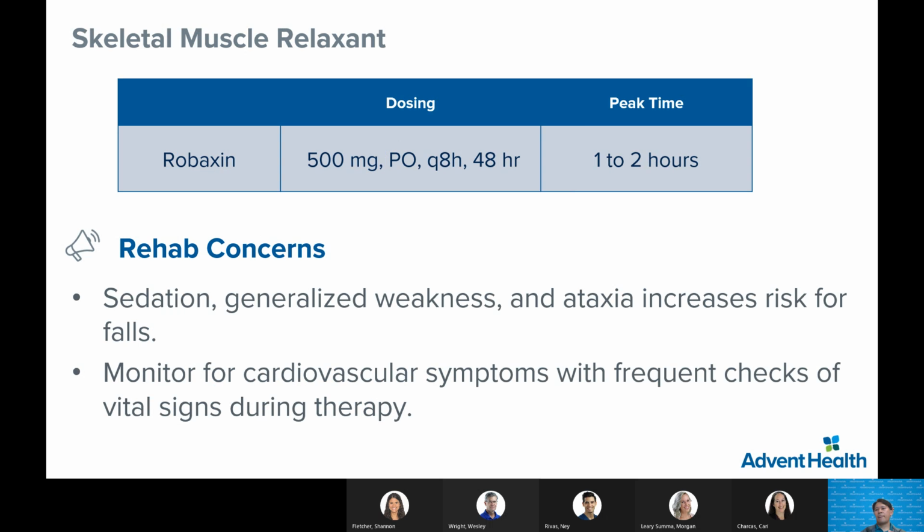Skeletal muscle relaxants. The particular brand that we use is Robaxin. It is delivered orally every 8 hours. The peak time is 1 to 2 hours. Rehab concerns would be sedation and generalized weakness, and we should be looking for these particular symptoms. Precaution is needed when out of bed and ambulatory activities are performed to avoid falls. The use of an assistive device is highly recommended to address ataxia during these activities.